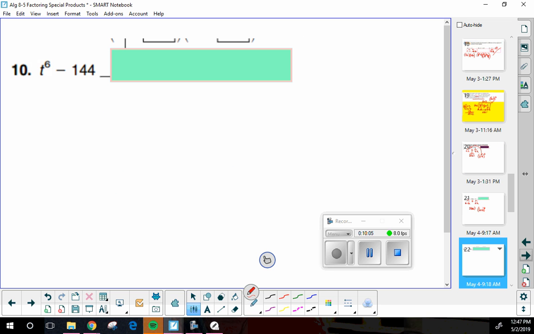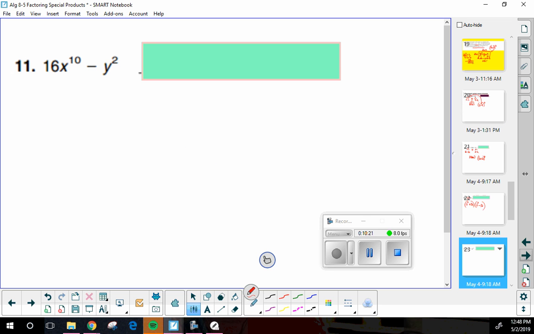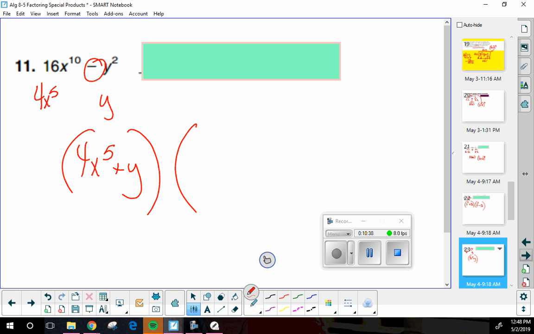All right, let's try this one. This has a minus sign in the center. So this is going to be t cubed plus 12, and then t cubed minus 12. Okay, you might want to work this on your own and then pause the video. And then when you get it worked out, I see this is going to be 4x to the 5th, and that's just going to be y. There's a minus sign right there, so it's 4x to the 5th plus y. This is the difference of two squares, 4x to the 5th minus y.